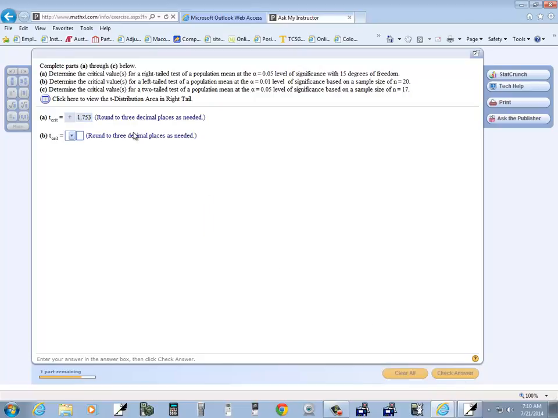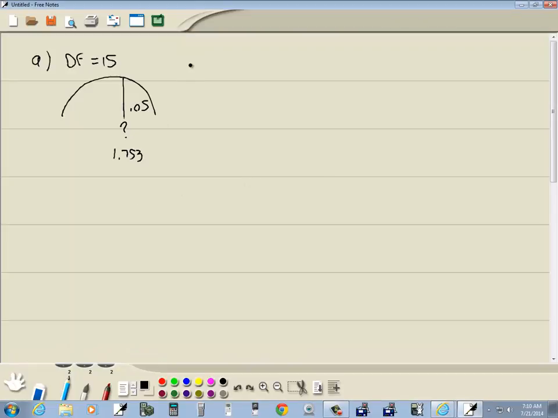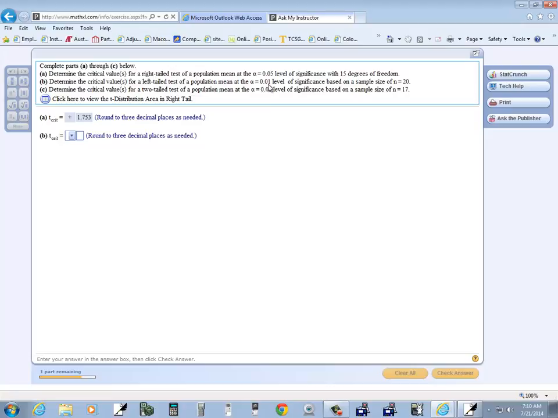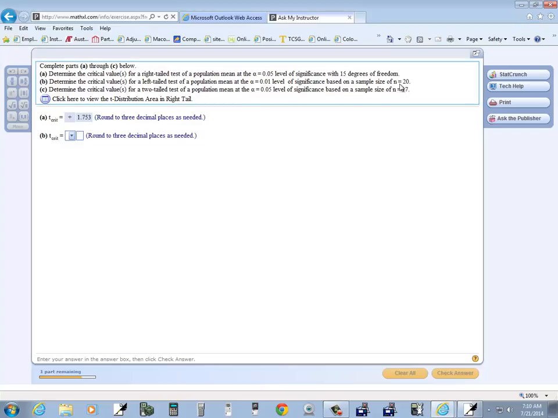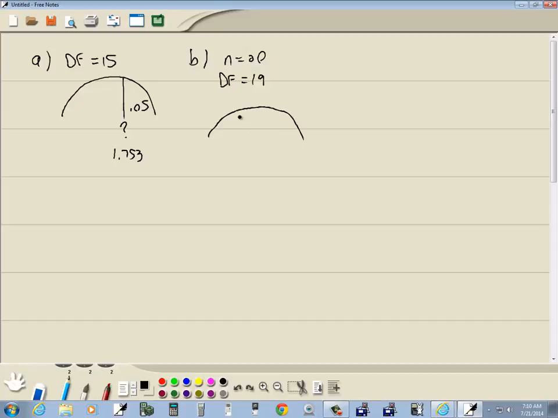Okay, the next one says n is 20. Degrees of freedom is always one less, so degrees of freedom would be 19. And it says it's a left-tail test. And alpha is 0.01. Here's the left tail. So we're going to put a 0.01 here. And this is what we're trying to find.